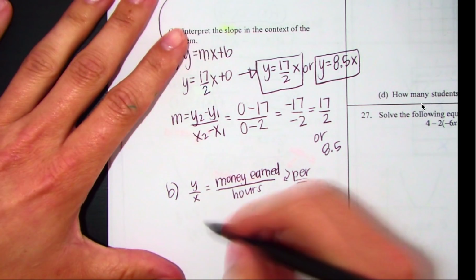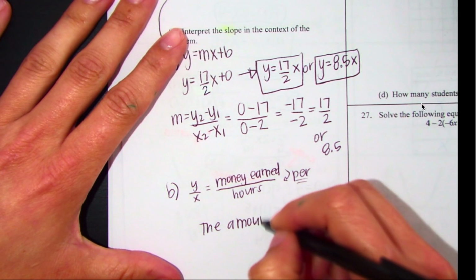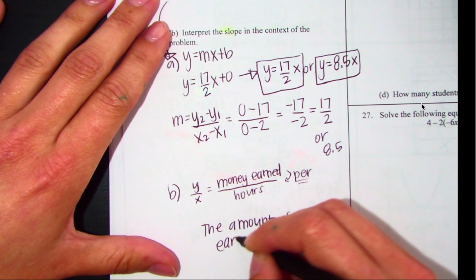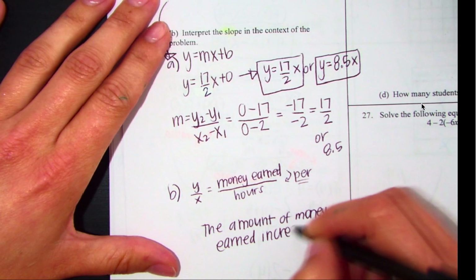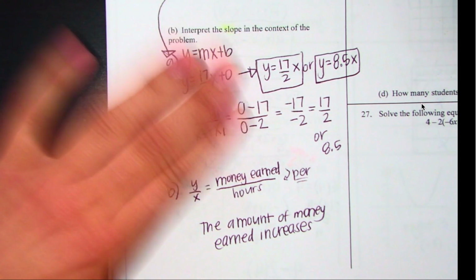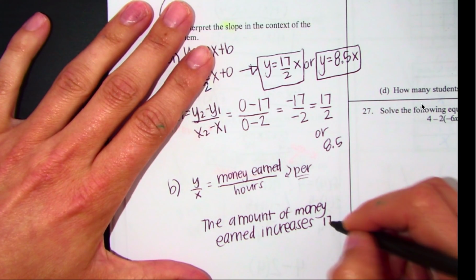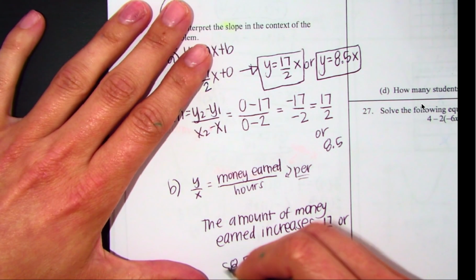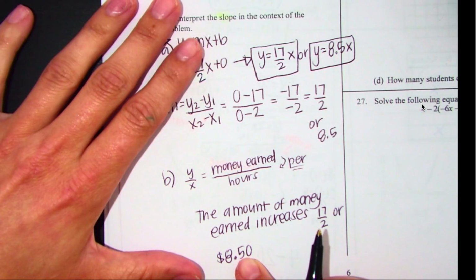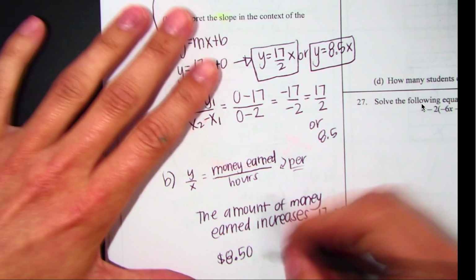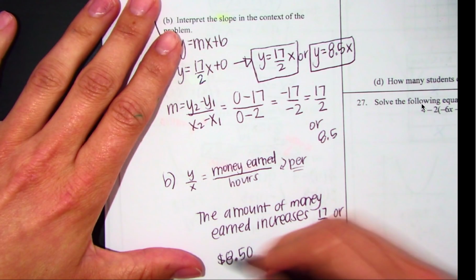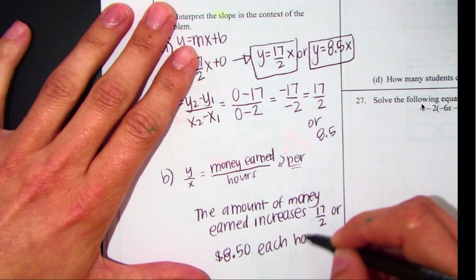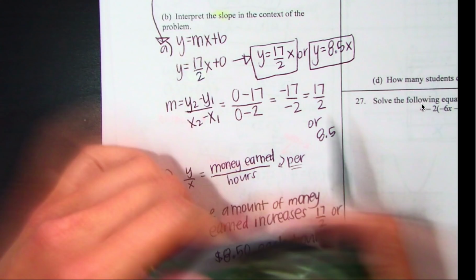So the amount of money earned, talking about the y first, the top of the fraction, increases. It's increasing because it's a positive slope. It increases 17 over 2, or 8.5, so $8.50. And these are what, dollars? Well, we know that that's dollars. And we have to say each hour or per hour. I actually want to write per hour.